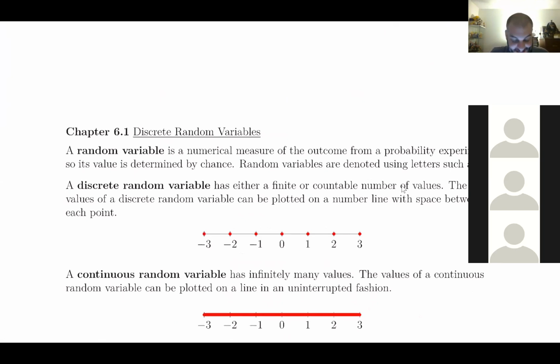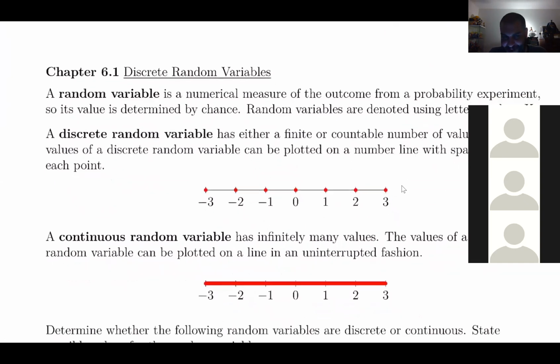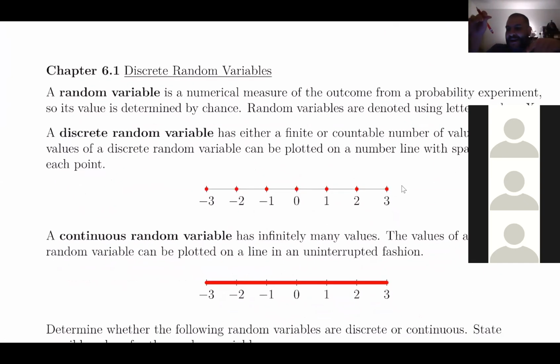Chapter 6 should be a quick one, and it's kind of piggybacking off of chapter 5. If you know the multiplication rule, chapter 6 is going to give you a shortcut for the multiplication rule. So let's get started. First thing you have to know is the difference between a discrete random variable and a continuous random variable. In my data set, I put up a graph.